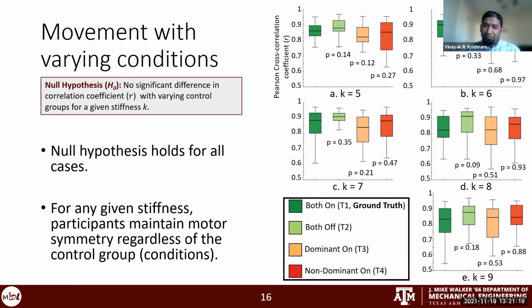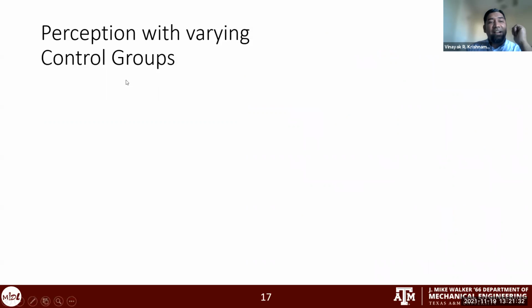So this was also something that we wanted to happen, right? The motion should be symmetric. It's the perception that we wanted to see whether it changes, how it changes, and so on. So okay, now let's look at the perception part of it.